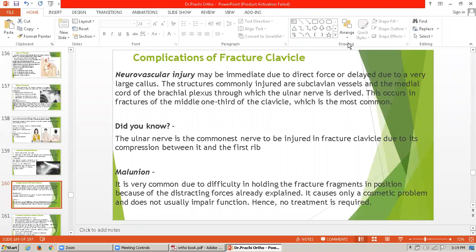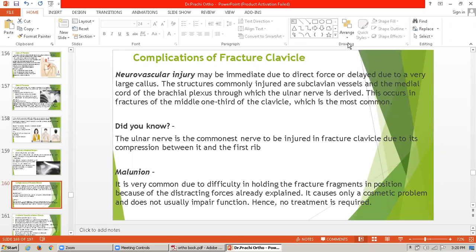So complications of fracture clavicle are neurovascular injury, which may be immediate due to direct force or delayed due to a very large callus. The structures commonly injured are the subclavian vessel and the medial cord of the brachial plexus, from which the ulnar nerve is derived. This occurs in fracture of the middle one-third of the clavicle, which is most common.